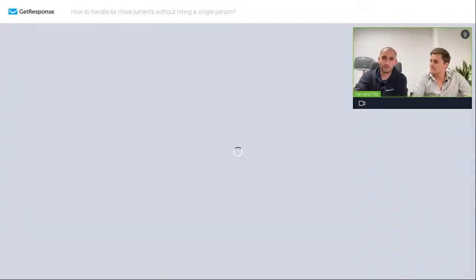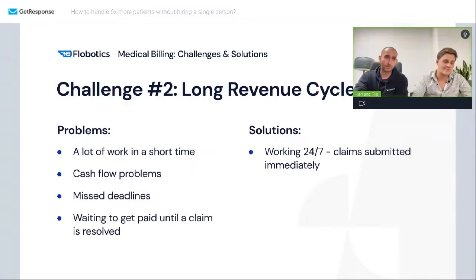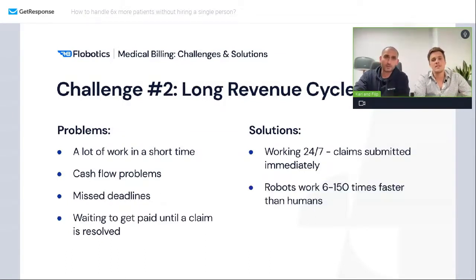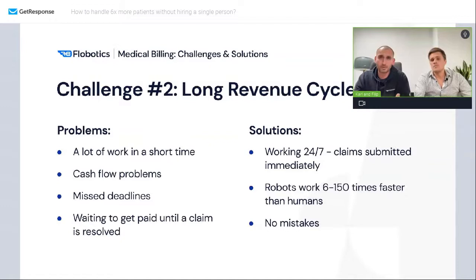The solution is software bots. We can work 24/7, claims submitted almost immediately. They can be working nonstop. And robots work 6 to 100 times faster than humans. These are from our personal statistics on case studies that we've done from our own robots. And robots don't really make mistakes.